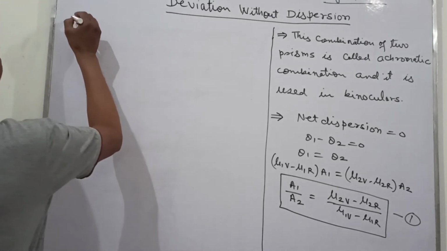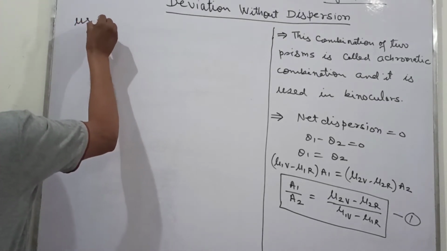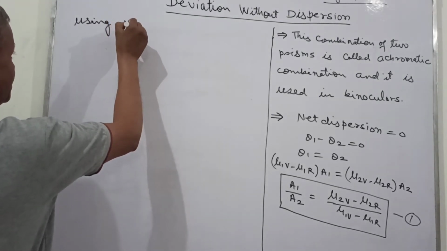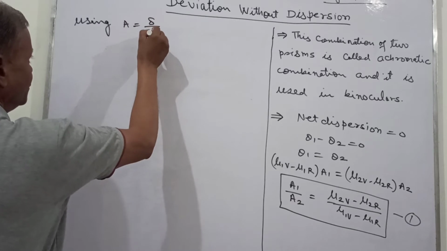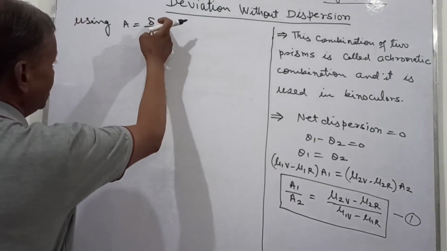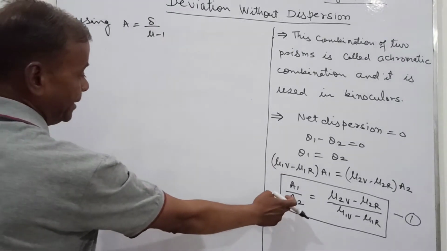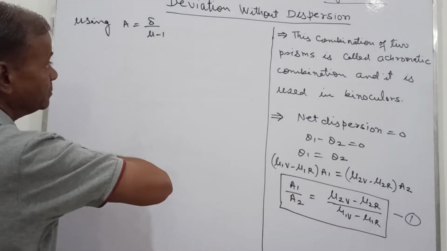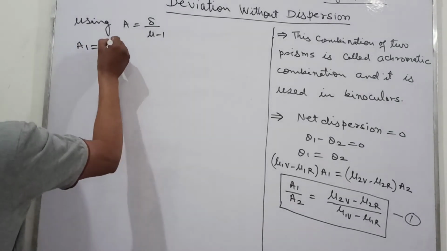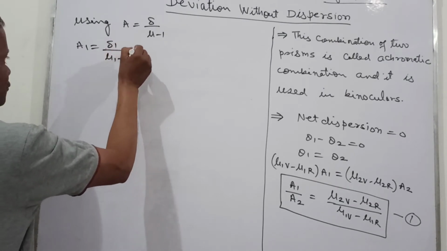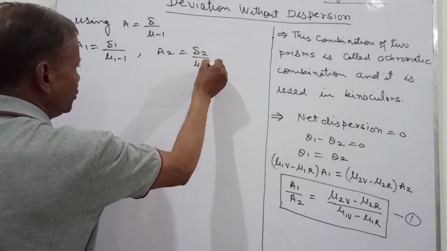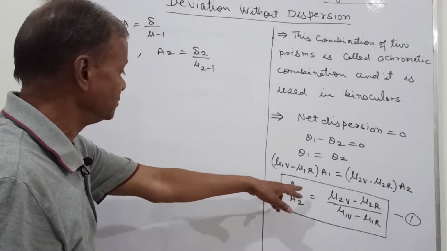And now using A equal to delta upon (mu minus 1), if we use it, then you can see that A1 is equal to delta 1 upon (mu1 minus 1) and A2 equal to delta 2 upon (mu2 minus 1). So now use this relation in this one.